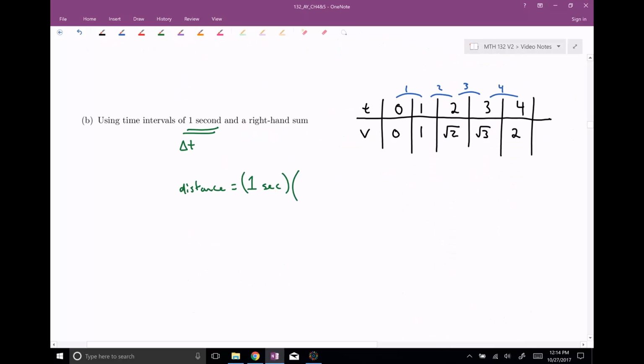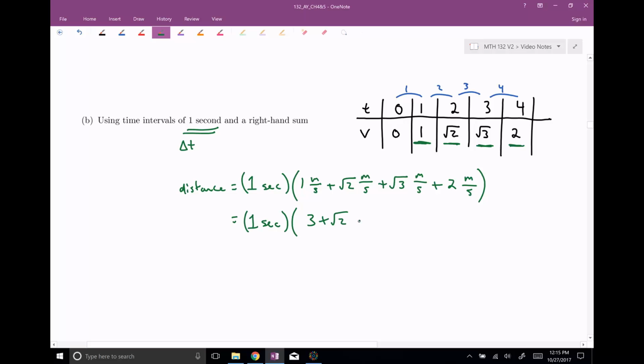Okay, so 1 second times, and now the right-hand sum, so we're going to choose the right-hand endpoint here. So this is going to be 1, so 1 meter per second, plus, on my second rectangle, I'm going to choose root 2, so this is going to be root 2 meters per second. In my third rectangle, again, I get to choose between root 2 and root 3, I'm going to choose the right-hand endpoint, because it tells me to, so root 3 meters per second. And then finally, on our fourth rectangle, I get to choose 2 meters per second. And so when I add these all together, I have 1 second times, 1 plus 2 is going to be 3 plus root 2 plus root 3.